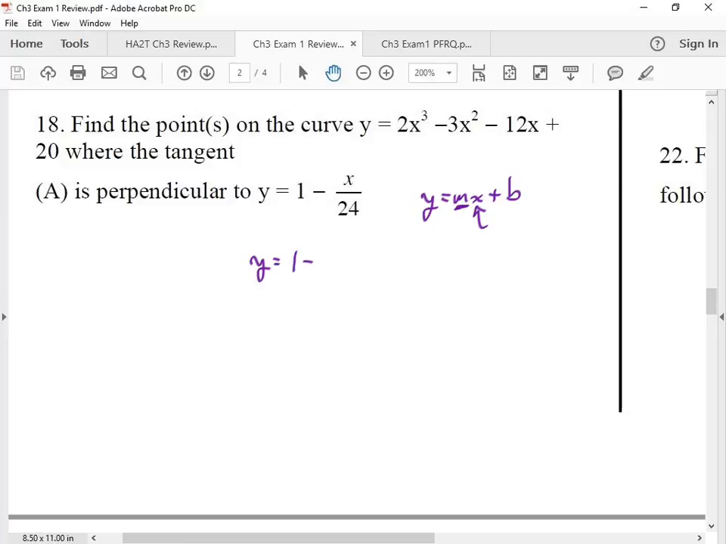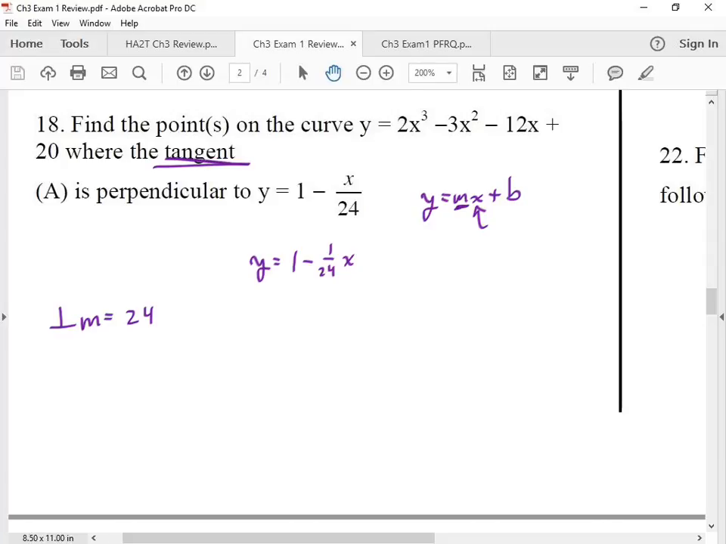Here, let me do a little manipulation to help you out. What is multiplying the x? Negative 1 over 24. So what is the opposite reciprocal of negative 1 over 24? 24. So the perpendicular slope here is 24. This is the slope of the tangent line that we're looking for.